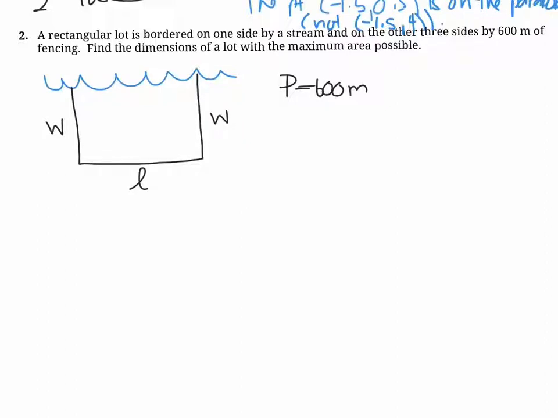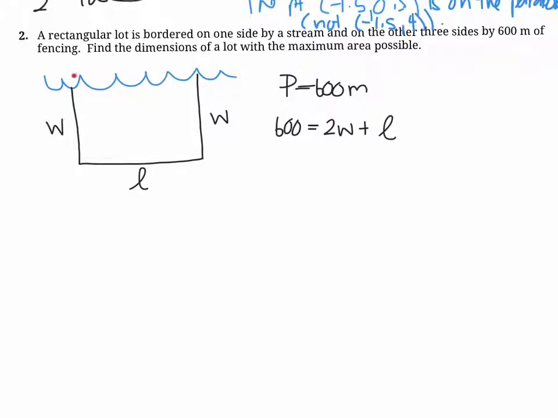So can we make an equation to include this perimeter of 600? What do we know about this situation in terms of coming up with an equation? Well, we know that the width plus the length plus the width must equal 600 meters. So how can we write that? We can write that 600 is equal to 2 widths plus a length.